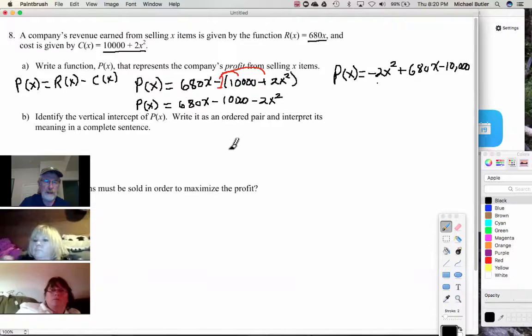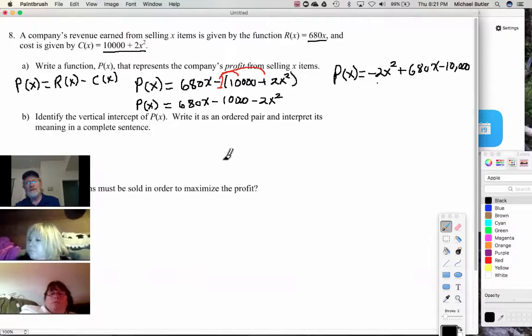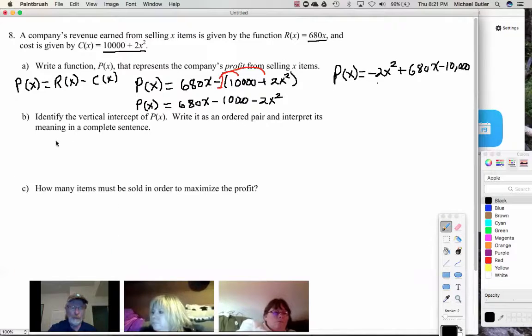Okay, so identify the vertical intercept of P of X, write it as an ordered pair, and interpret the meaning of this in a complete sentence. Okay, so you got to remember what this function is. P of X gives us the profit based upon how many of these things that we have made. So in order for us to find the vertical intercept, that's the y-intercept, and when we're talking about the y-intercept, what that means to us is that x was equal to 0. So when you're asking for the vertical intercept, what they're asking you is, what is P of 0?